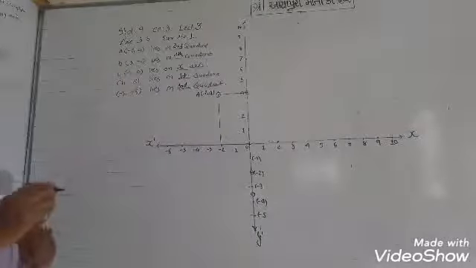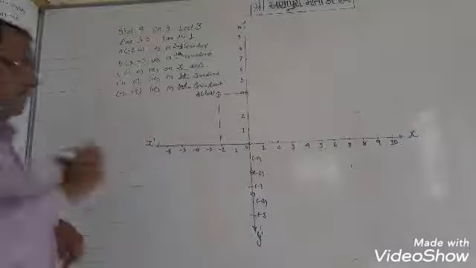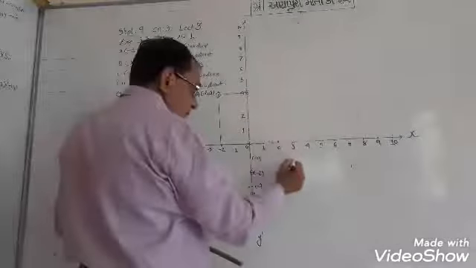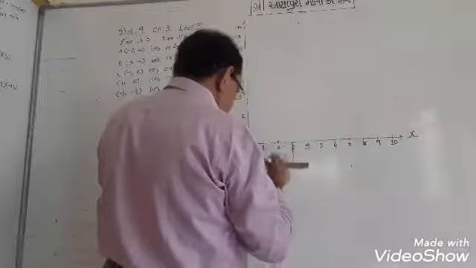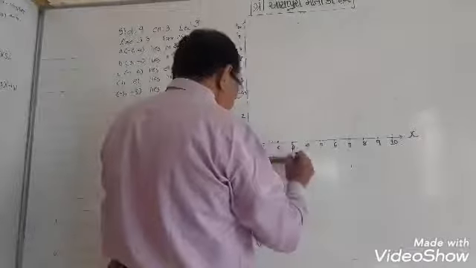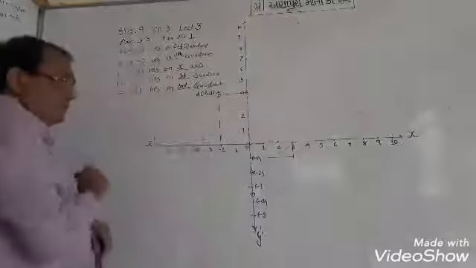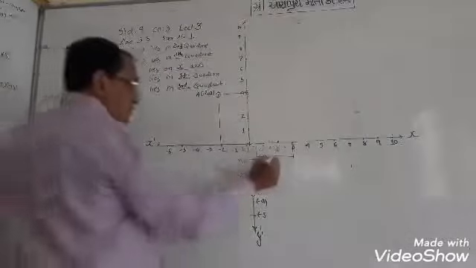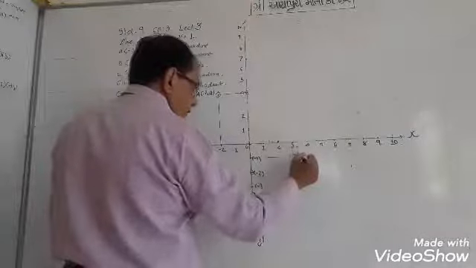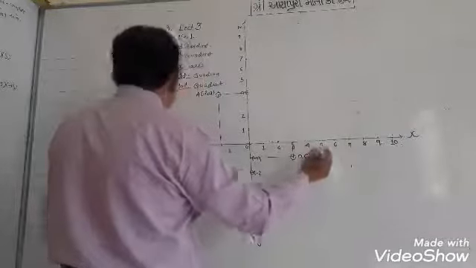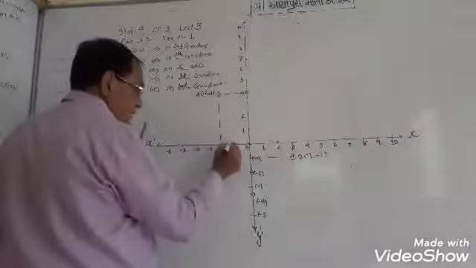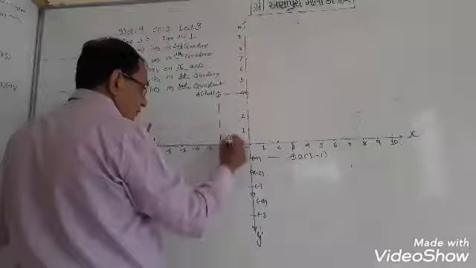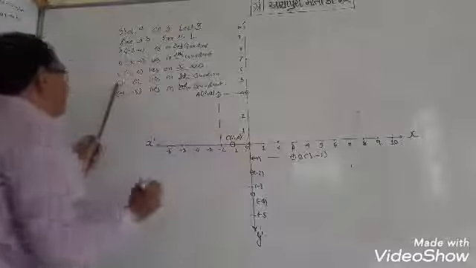A quadrant. D is 3 and -1. 3 and -1, fourth quadrant. Okay, that is your B. 3, -1. Then -1 and 0. -1 and 0 is on the x-axis.